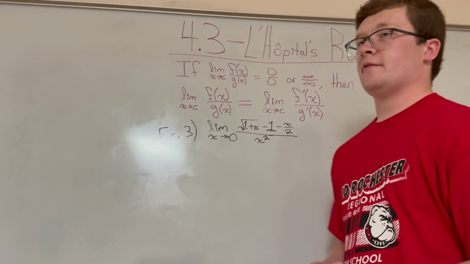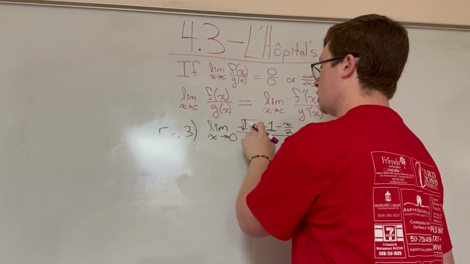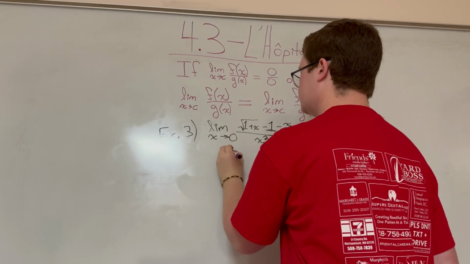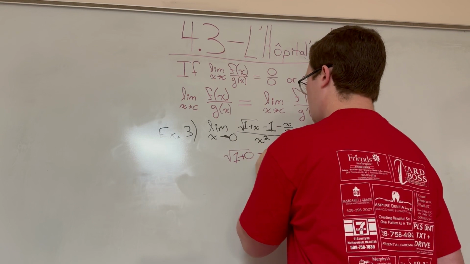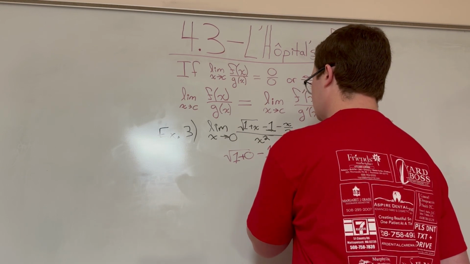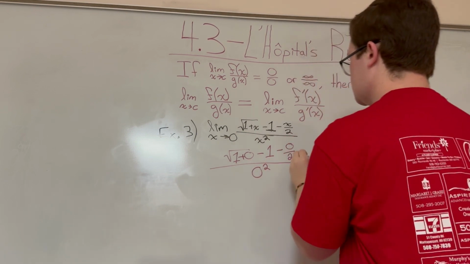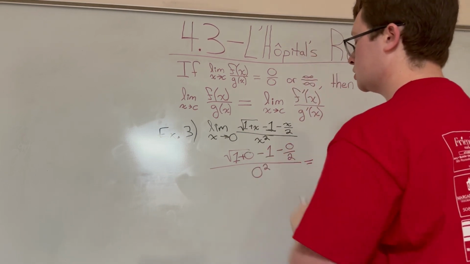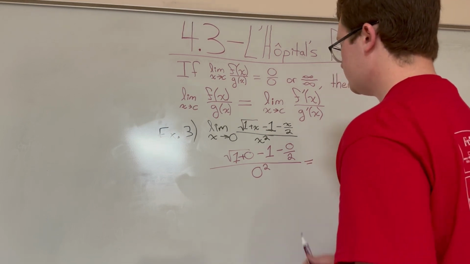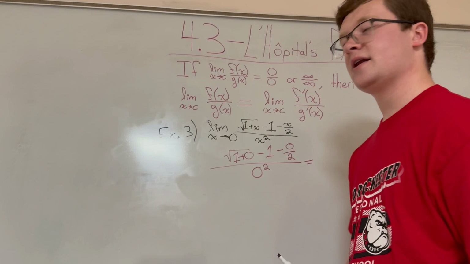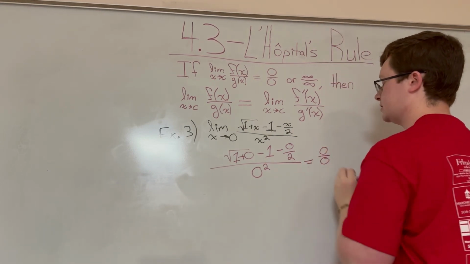So first step, we want to plug in for x. As x approaches 0, we want the square root of 1 plus 0 minus 1 minus 0 over 2. On the bottom, we have 0 squared. So that will give us, square root of 1 is 1, minus 1 will give us 0, minus 0 over 2, we'll keep that number at 0. 0 squared is going to be 0. So we get 0 over 0.